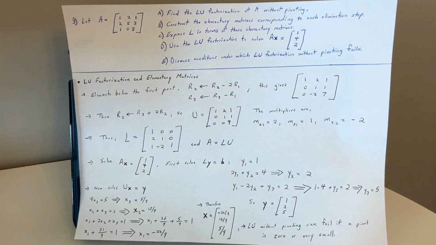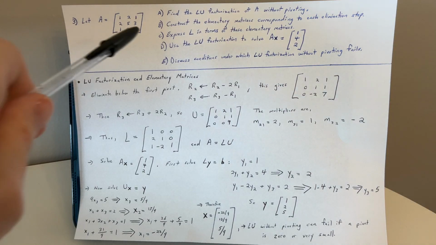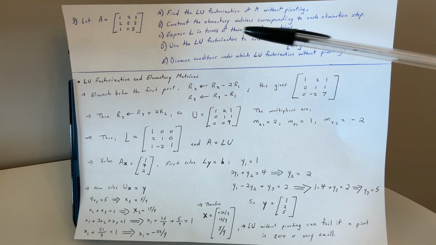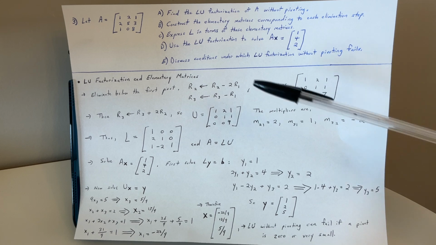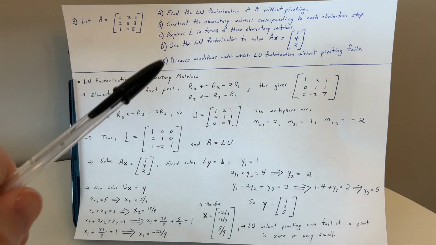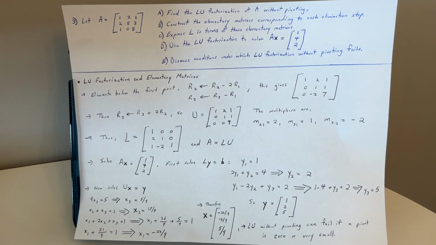Okay, so number three, given matrix A, find the LU factorization of A without pivoting. Construct the elementary matrices corresponding to each elimination step. Express L in terms of these elementary matrices. Use the LU factorization to solve AX equals column 1, 4, 2. And discuss conditions under which LU factorization without pivoting fails. Okay, so this is an LU factorization in elementary matrices problem.